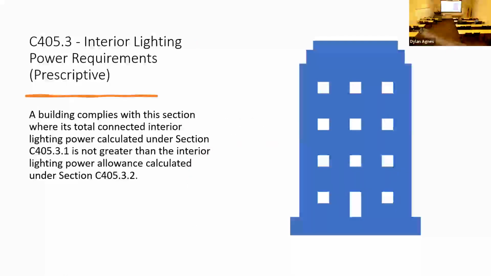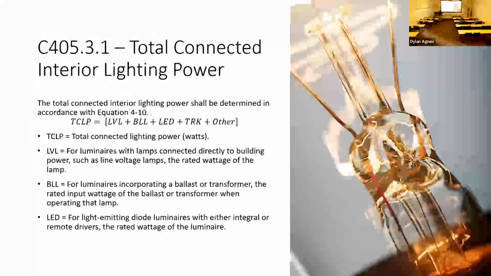So a building that complies with this section, where its total connected interior lighting power under section 405.3 is not greater than the lighting power allowance calculated in section 405.3.2. So what that's basically saying is that you're given a certain allowance that you can spend as far as wattage goes for your fixtures throughout the building. The amount you're actually going to spend in the building has to be less than that allowance. That's the purpose of the energy efficiency code.